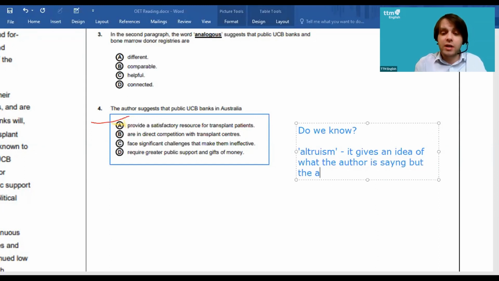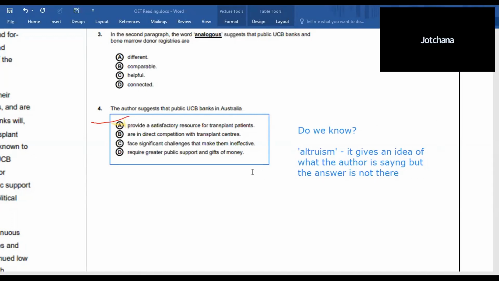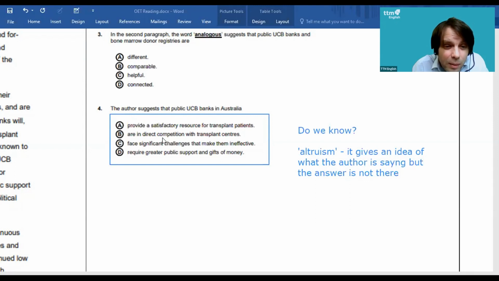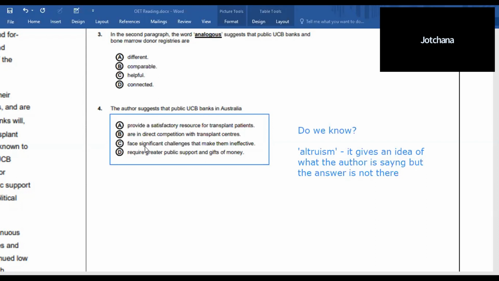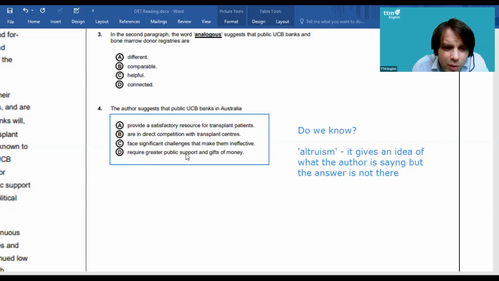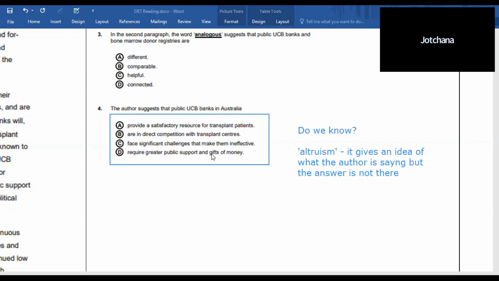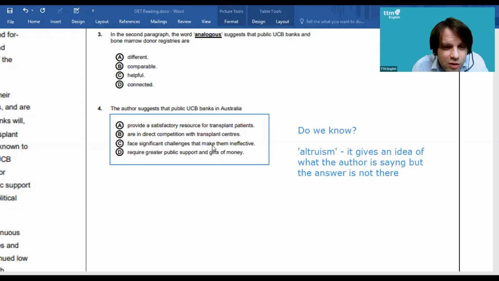So I'll get Joshna on again. Joshna? Are you there? What did we say we're going to do when we're not sure? We need to go back to the text, sir. Read again. Yeah, but before we go back to the text, we can eliminate two options. Now, we did read it, didn't we? Maybe some of these, can we eliminate one of these? Let's have a look. D, I think I can eliminate D. So public banks require greater support and gifts of money. Why would you eliminate that? It's not really mentioned. Is there anything that is contradicted, guys? Face significant challenges? No. Are in direct competition with transplant centers?